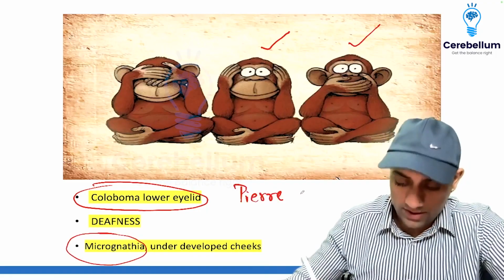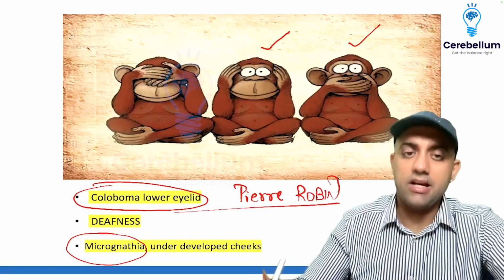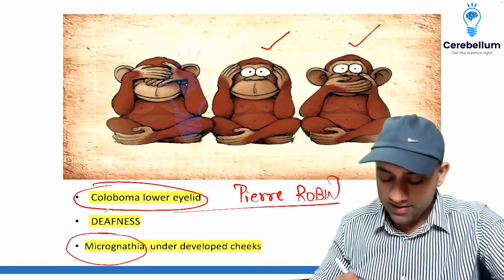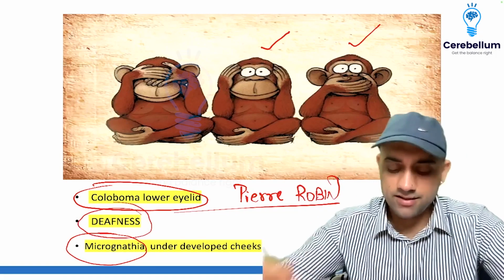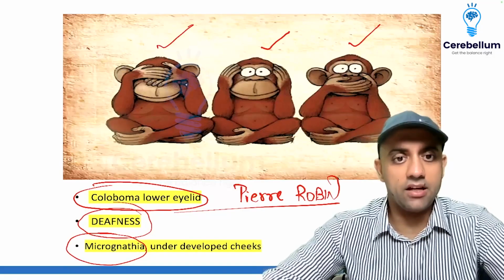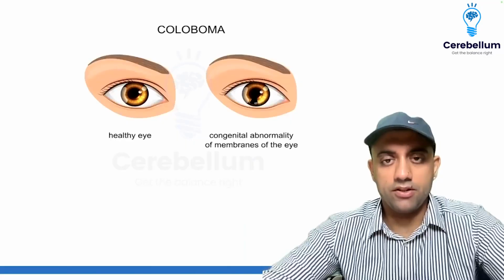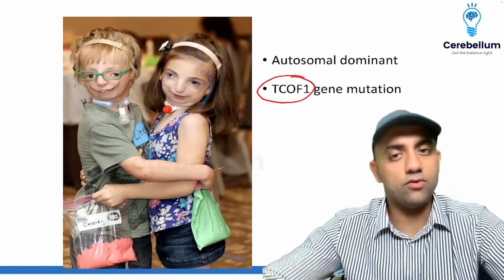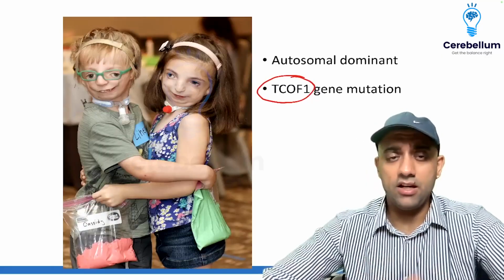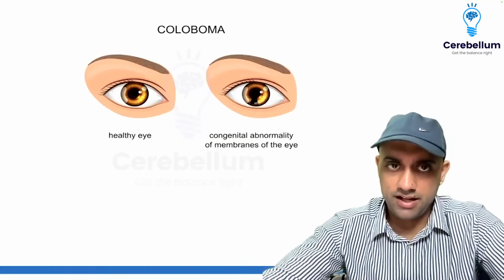Two syndromes are associated with micrognathia. One is Treacher-Collins syndrome, which we are studying, and one is Pierre-Robin syndrome. And Gandhi ji said, don't hear the bad stuff. They heard some bad things, so they got deafness. So this is the triad of coloboma, deafness, and micrognathia of Treacher-Collins syndrome. T for Treacher-Collins, T for TCOF1 gene mutation, and they are dominating students, autosomal dominant inheritance.